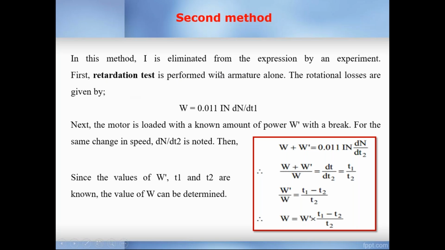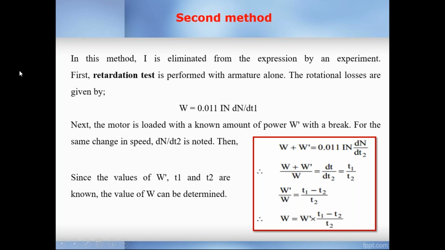First the retardation test is performed with armature alone. The total rotational loss is given by W equals 0.0011 I dN by dt1. Idantha same deeniki daniki difference endante, here the motor is loaded with a known amount of power W dash with a brake. For the same change in speed it is noted.